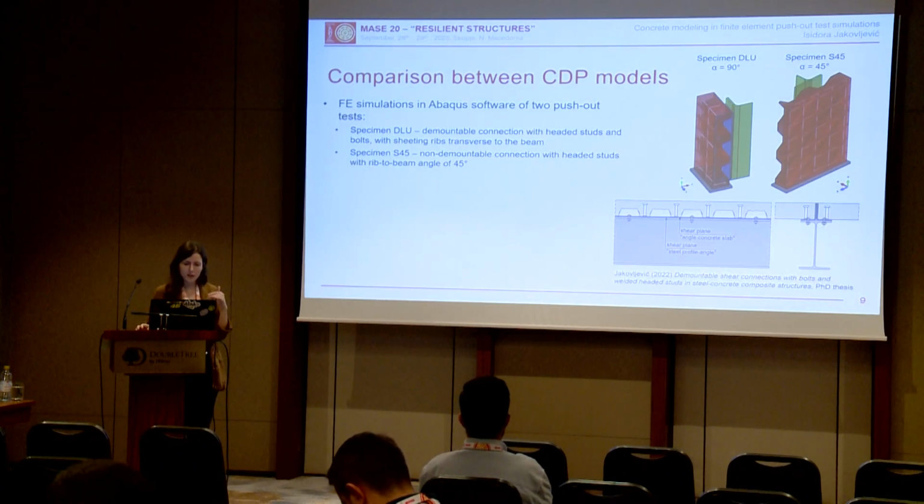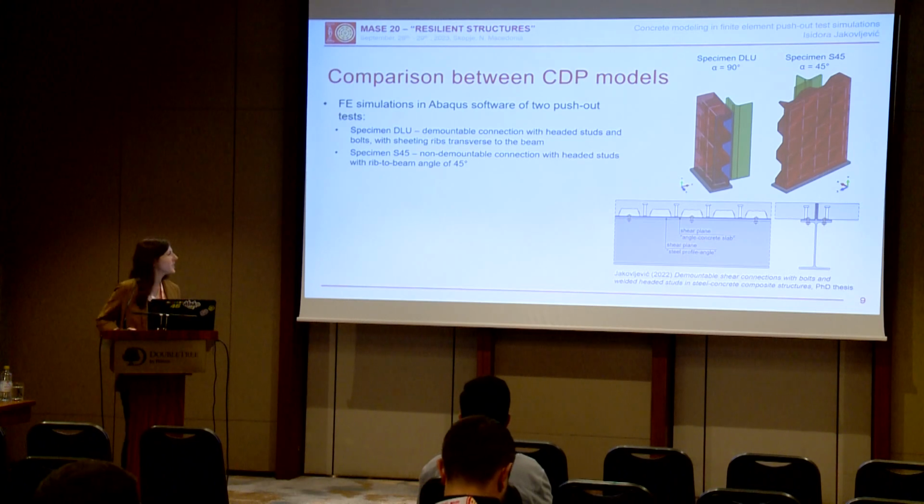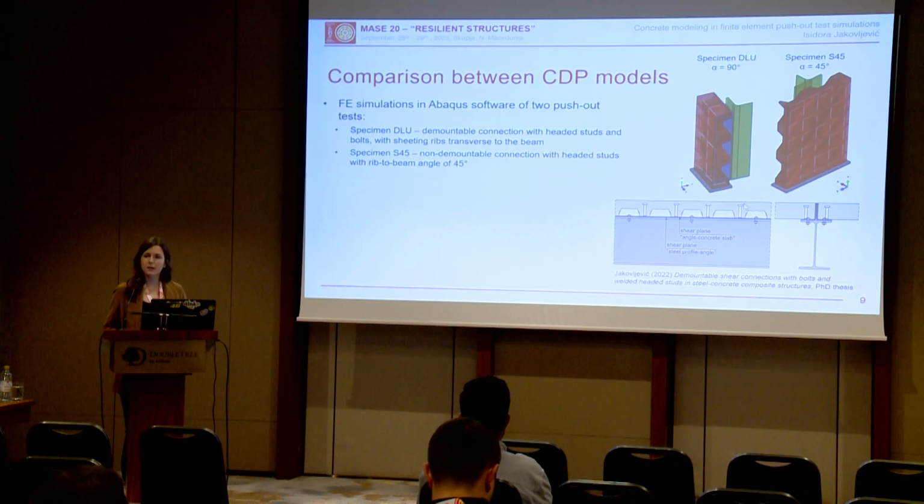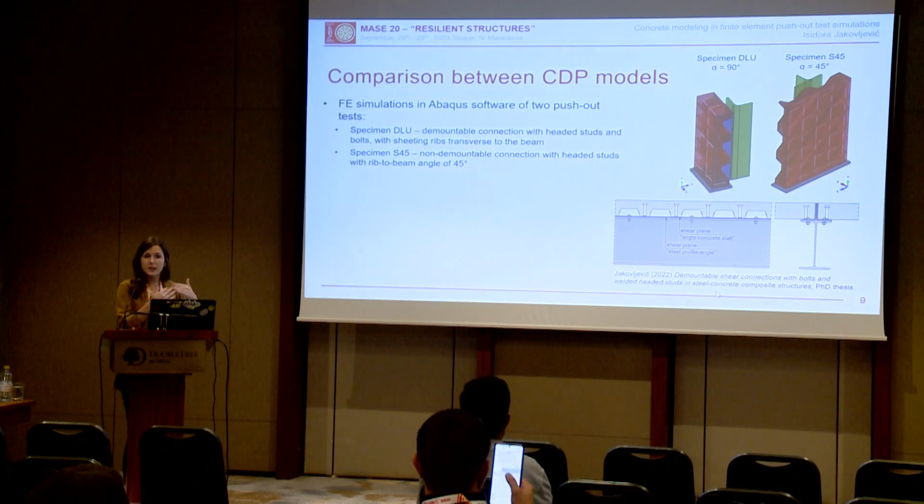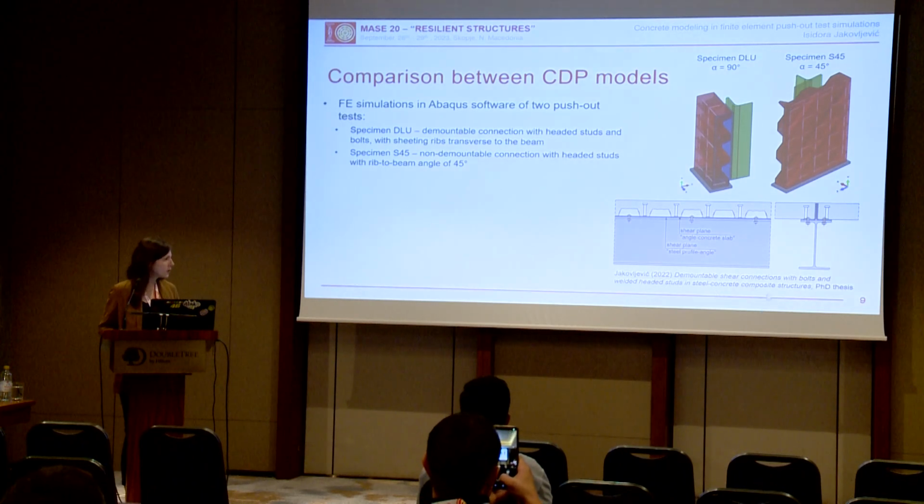I will not go into details, but just to describe shortly. So here we have headed studs that are welded to these steel angles, and then the steel angles are connected to the upper flange of a steel profile by bolts. So if we remove bolts, we can separate the concrete slab from the steel profile, and let's say that's the way how we reassemble this structure. But more about it could be found in my PhD thesis from the last year.